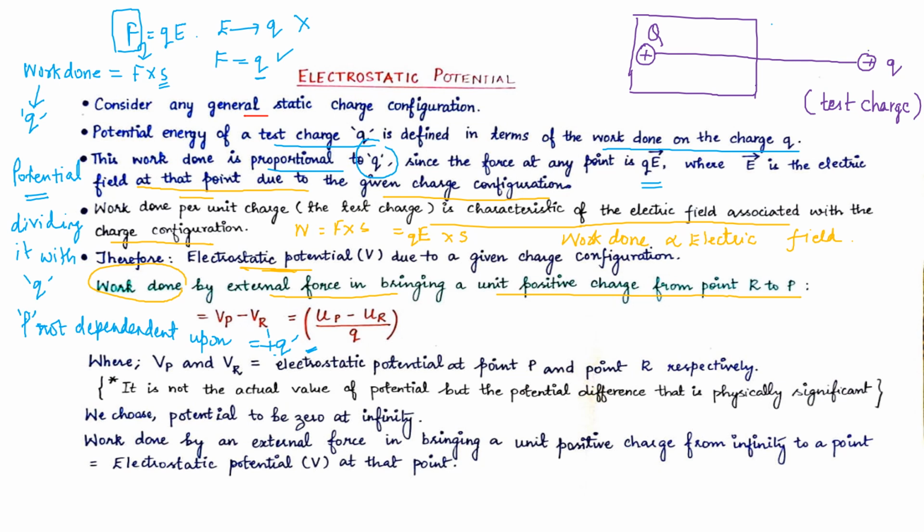This test charge is present at some position R, and there is another position P. We will bring this small q to the point P. We need to bring it and reduce the distance between capital Q and small q. Our aim is to reduce the distance between capital Q and small q. What will happen on doing that is that the system will do some work.